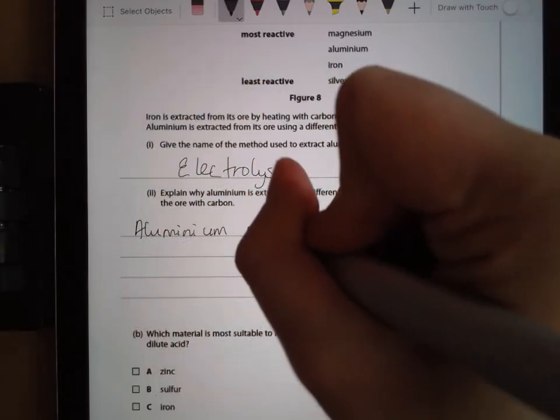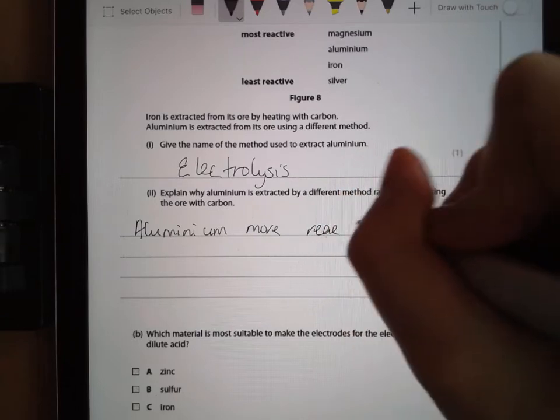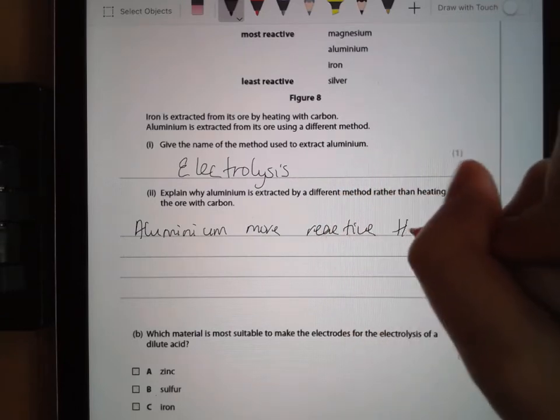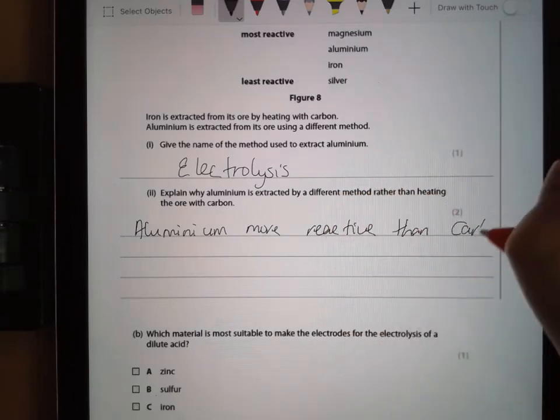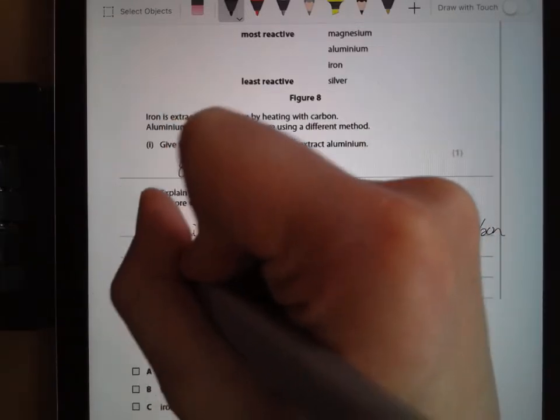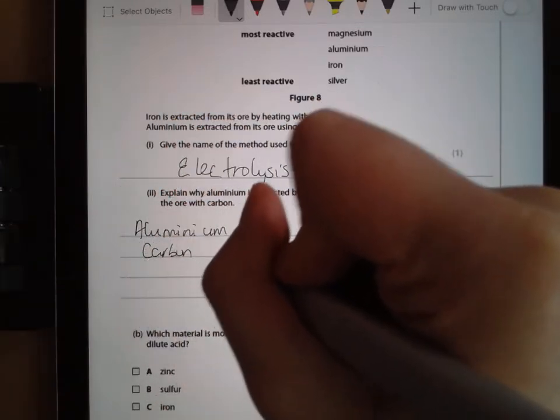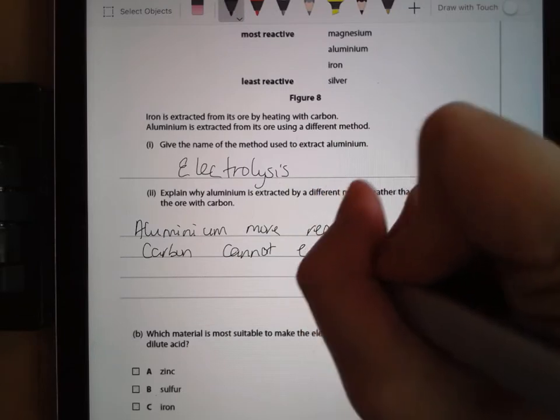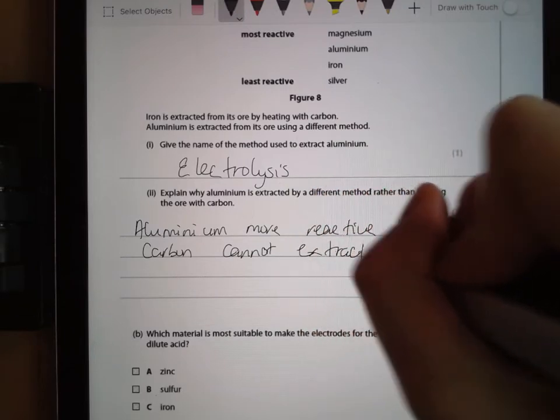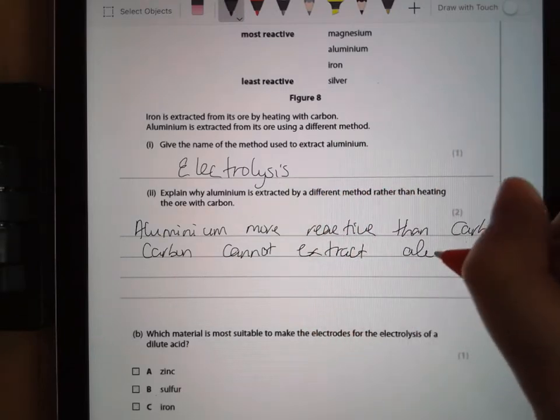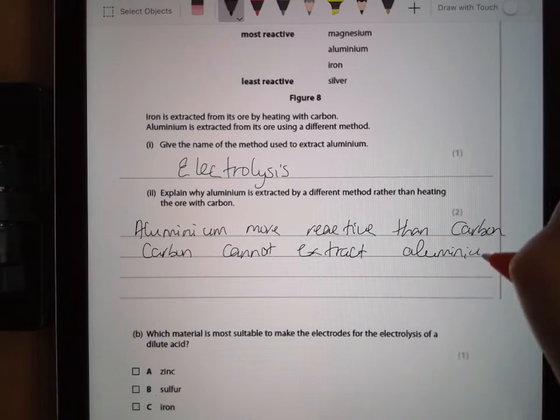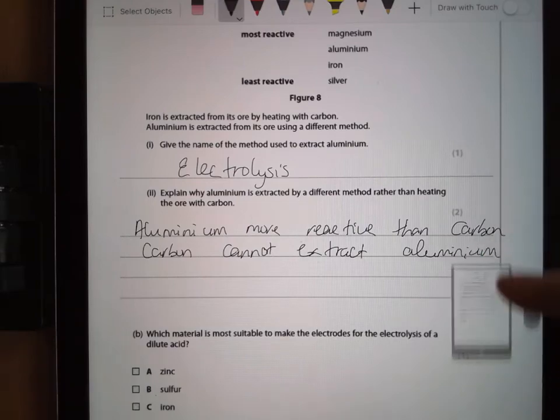is more reactive than carbon. Because it's more reactive than carbon, carbon cannot extract aluminium. You could also say carbon is less reactive than aluminium. So aluminium is more reactive than carbon, or carbon is less reactive than aluminium.